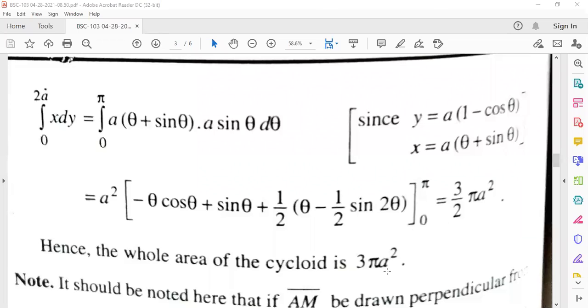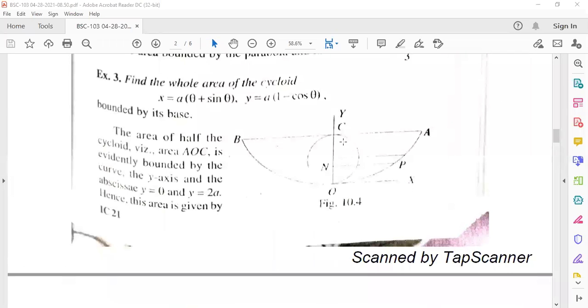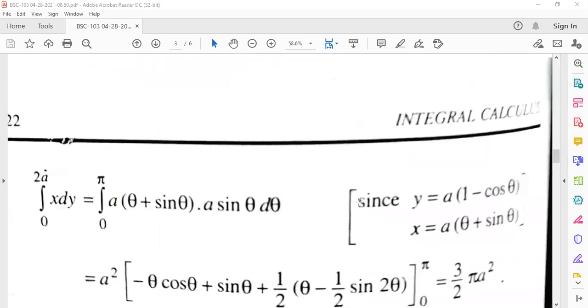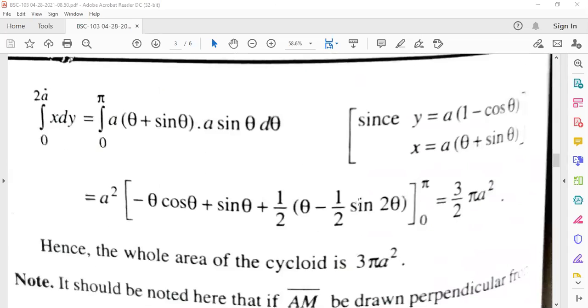Hence the whole area of the cycloid is multiplied by 2, because we found this half part of the cycloid. So for the total cycloid, if we multiply this part by 2, then we get the total area of the cycloid. Look here, if there is anything not understood, then tell me.